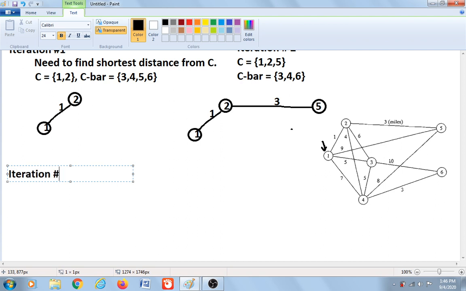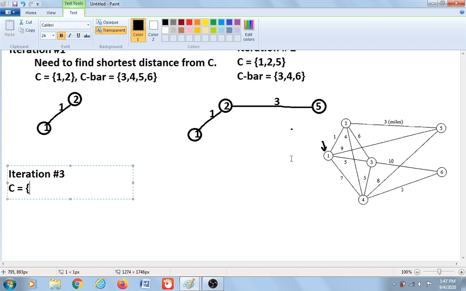Iteration number 3. So remember, my C is now 1, 2, and 5. Now I need to update my C. So 1, 2, and 5. What is the shortest one? From 5 I have 9. Oh, no, from 5 I have, so 1, 2, and 5, they are connected. So from 5 I have 8 to 4, and that is it, because I cannot do from 5 to 1 because 1 and 5, they are in C right now.